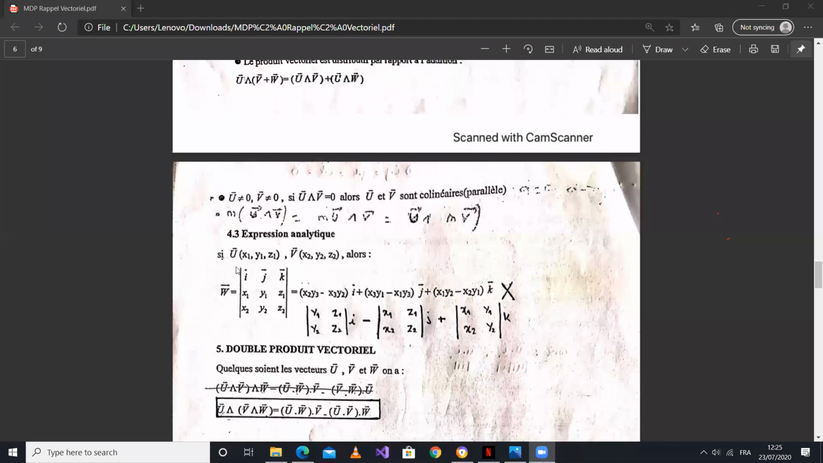And when writing this matrix, we do not use brackets like in normal matrices. We use straight hard lines because we are calculating the determinant in this case. It's a determinant we are calculating, so we use hard lines like that.